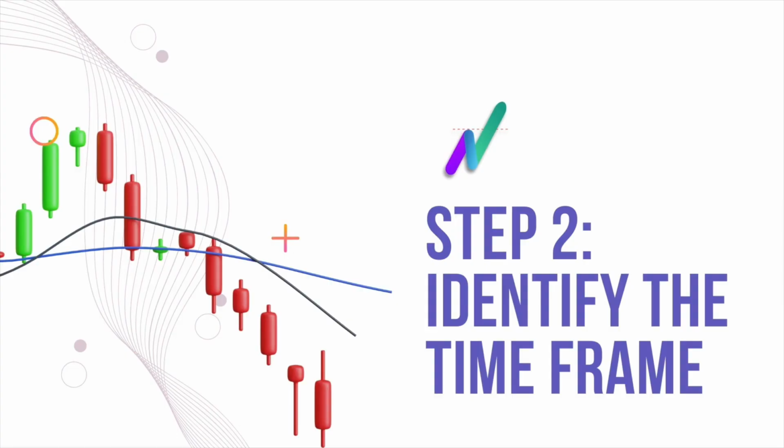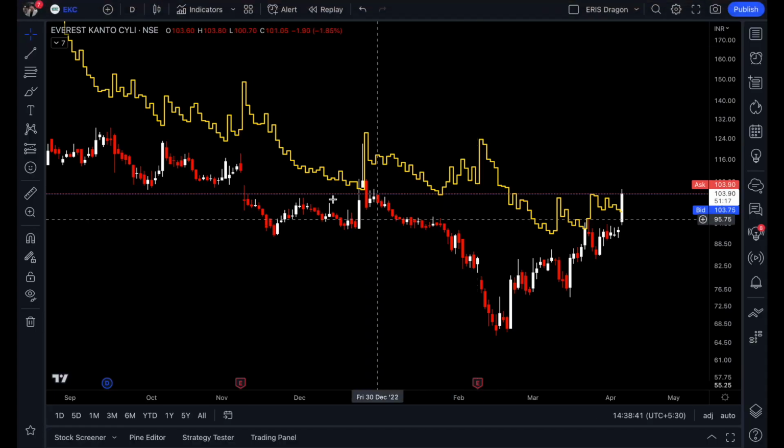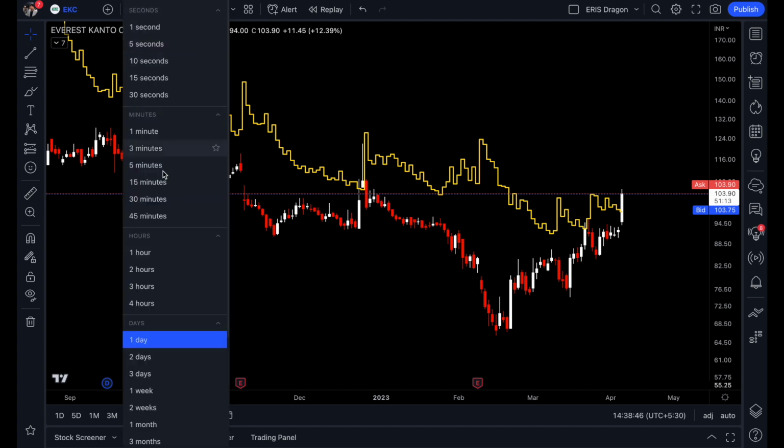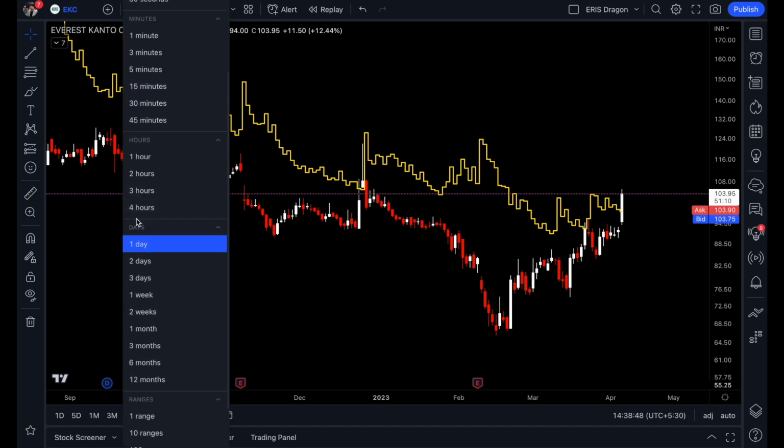Now, step 2 is to identify the time frame. If you open the TradingView chart window, here on the top left, you can see the time frame option. You have multiple time frames. For BTST, we would select 1 day.